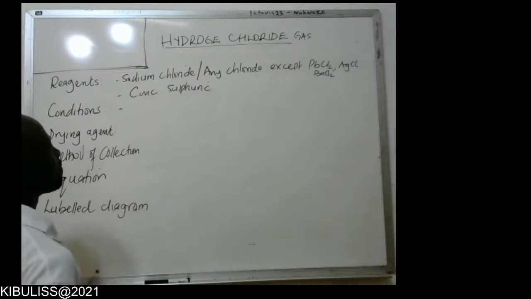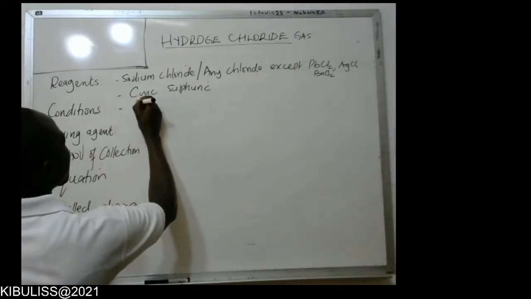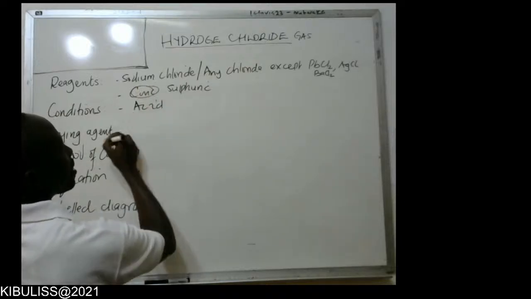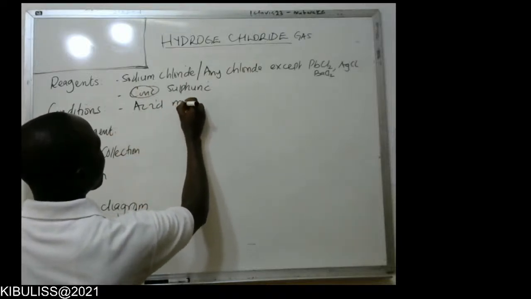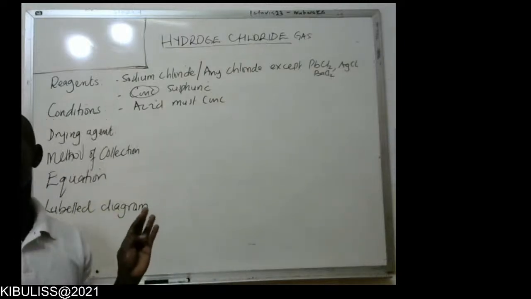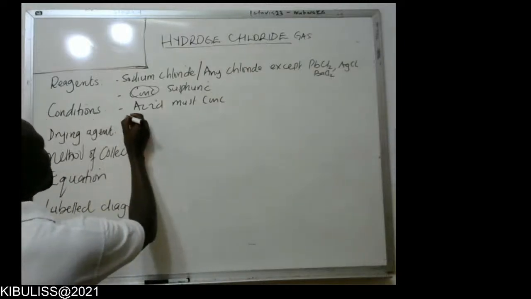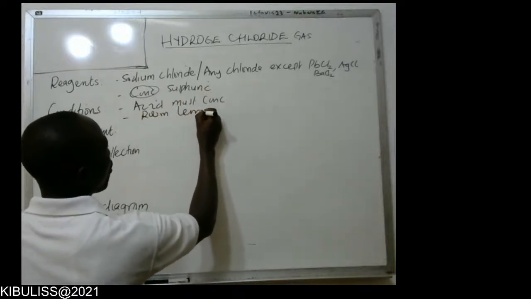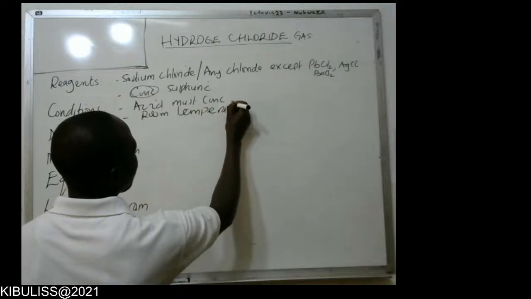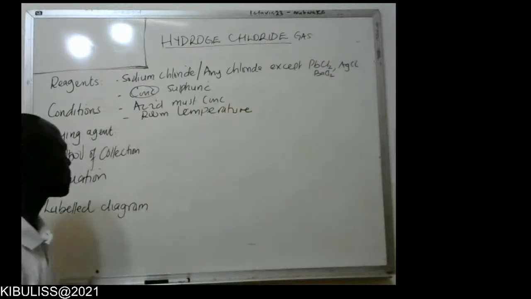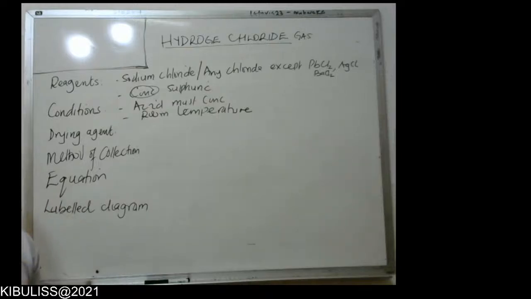Conditions for the reaction. This reaction requires that the acid must be concentrated. So the acid must be concentrated. If you use dilute, you never get the gas. This reaction is going to take place at room temperature. No heating is required. We are through with that.